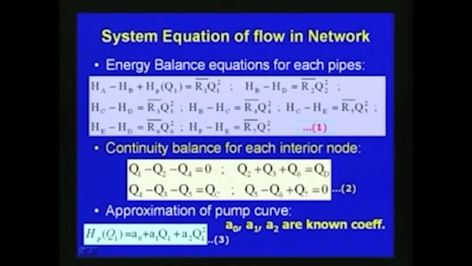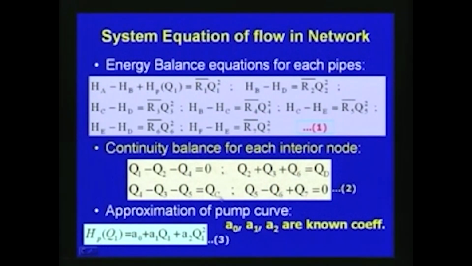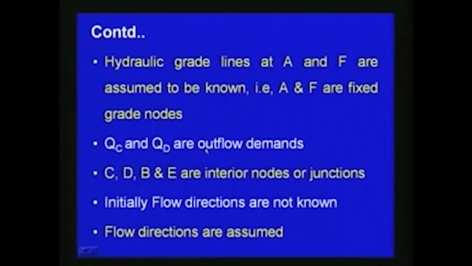Then Q2 plus Q3 plus Q6 is equal to QD, since there is an outflow at D, and Q4 minus Q3 minus Q5 is equal to QC, since there is an outflow at C, and then Q5 minus Q6 plus Q7 is equal to 0. So, these are with respect to each node. We have written 4 equations like this.